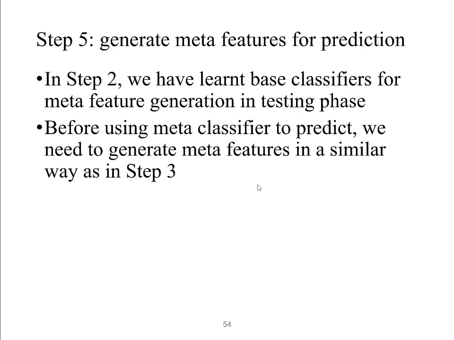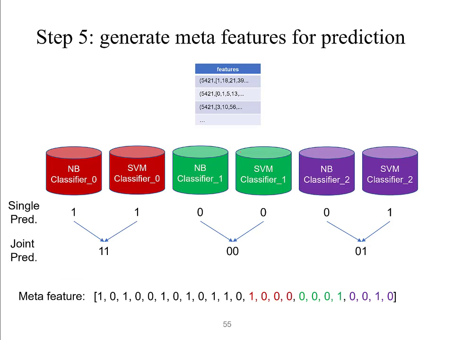And then it is time to do the prediction. All right. So step 5 is to generate meta features for prediction, because we have already learned the base classifiers for prediction. So we can generate the meta features. So in step 2, we have learned base classifiers for meta feature generation in testing phase. And before using meta classifiers to do the prediction, we need to generate meta features in a similar way as step 3.